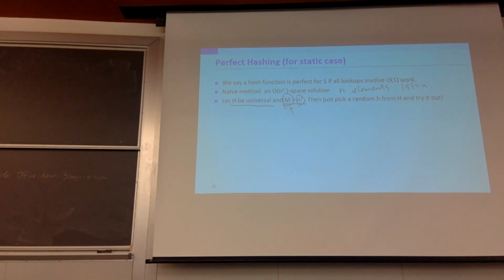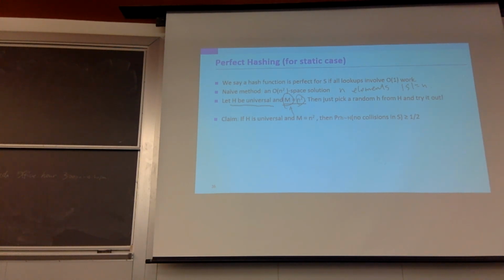Why does this work? Because we claim that if h is universal and you pick the size of the range to be n squared, then the probability that there is no collision in S is at least 1/2. So with probability at least a half, you can find the h that does the work. That's the perfect hashing.